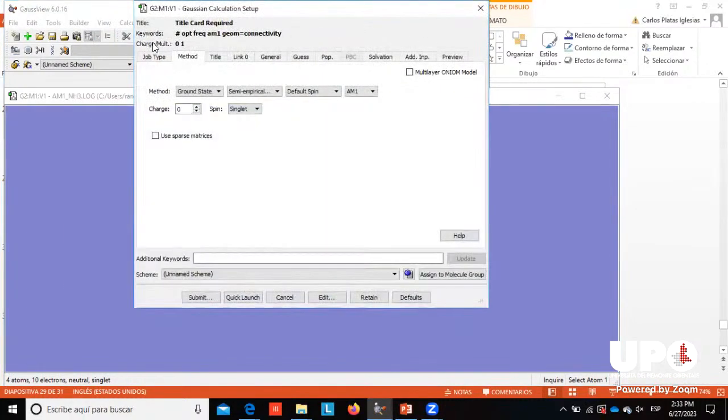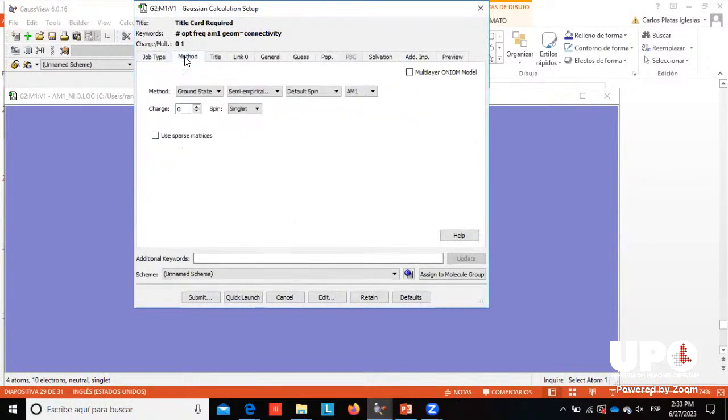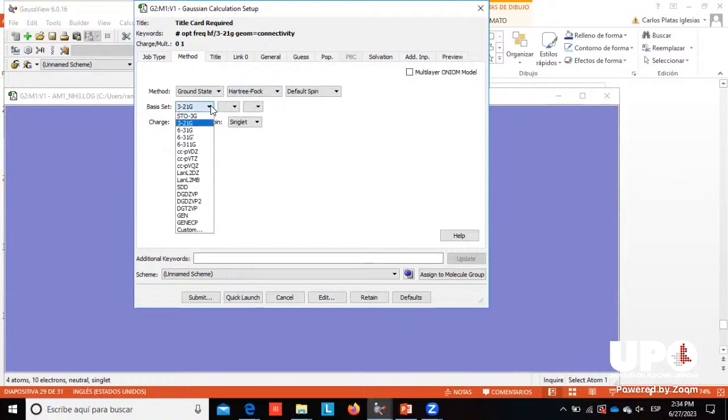We set up the calculation. Now the job type will be optimization plus frequency again. And now in method, instead of semi-empirical, we select Hartree-Fock. And then the basis set, we will start with the minimal basis set, which is this STO-3G. STO stands for Slater type orbital, and 3G means approximated with three Gaussian functions. That's the minimal basis set that we can use. Okay. So I think the calculation will be very fast.